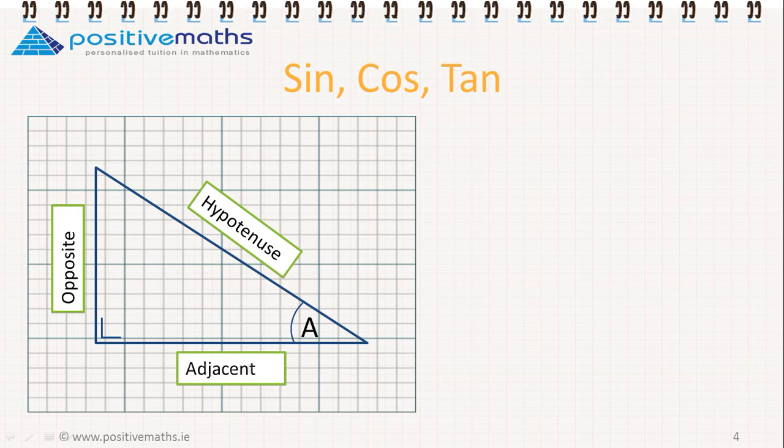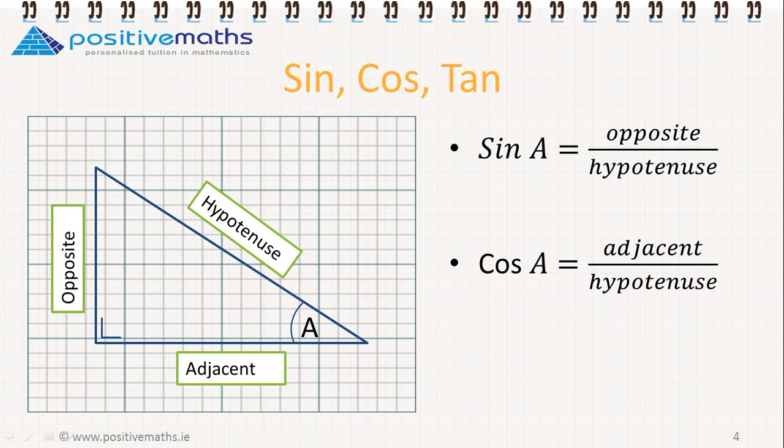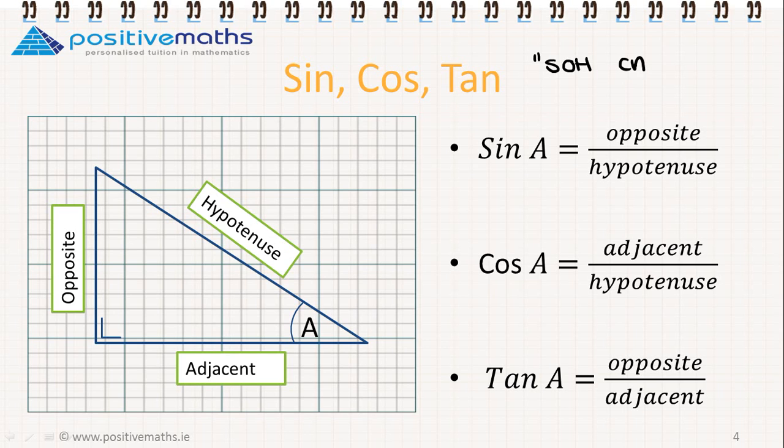So to recap, we have our opposite, we have our hypotenuse, and we have our adjacent in relation to our angle A. Now that we've identified these sides, we use these sides for sine, cosine, and tan. So sine of A, first of all, this is equal to the opposite side over the hypotenuse. Cosine is adjacent over hypotenuse, and tan is opposite over adjacent. One of the most popular ways of remembering this is to think SOH CAH TOA. So sine is opposite over hypotenuse, cosine is adjacent over hypotenuse, and tan is opposite over adjacent.